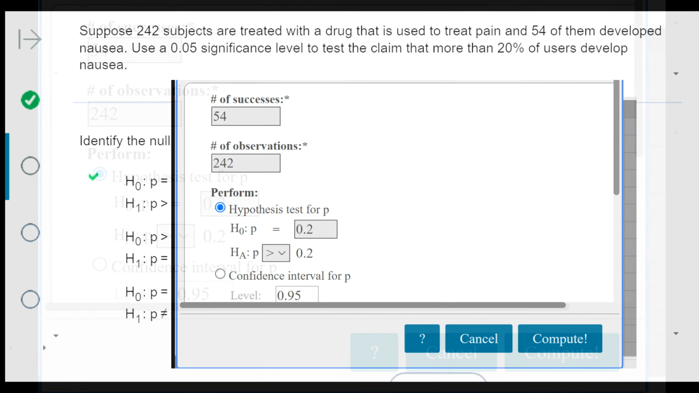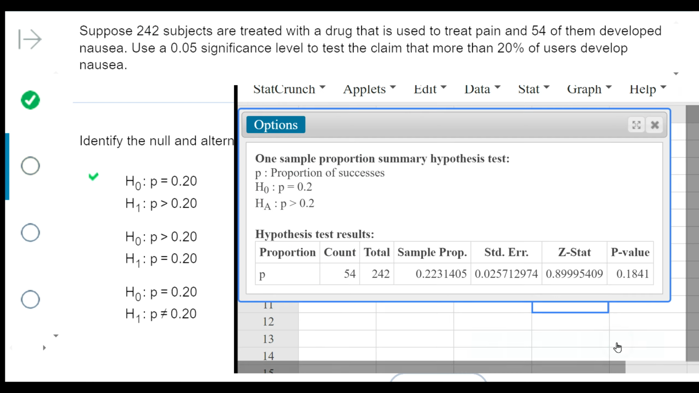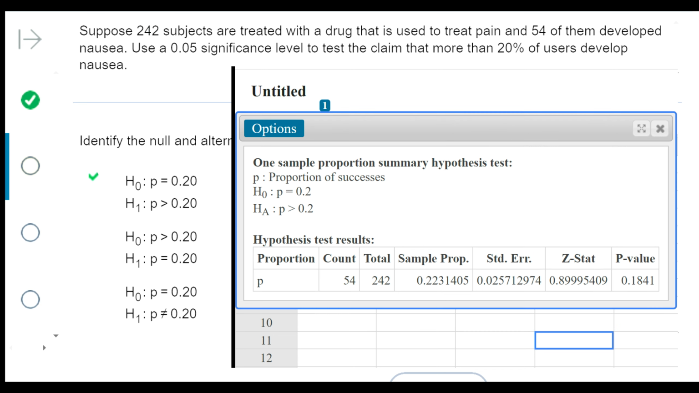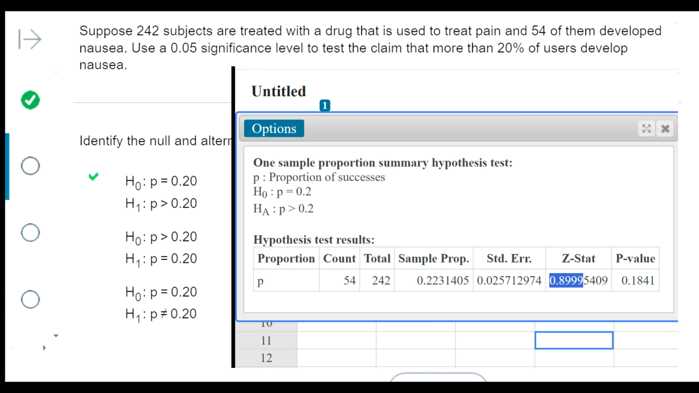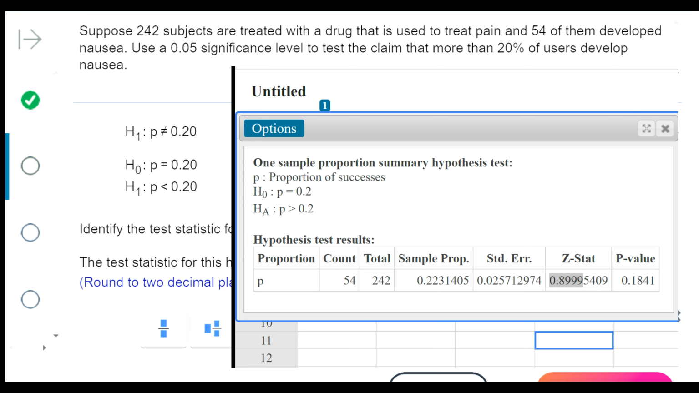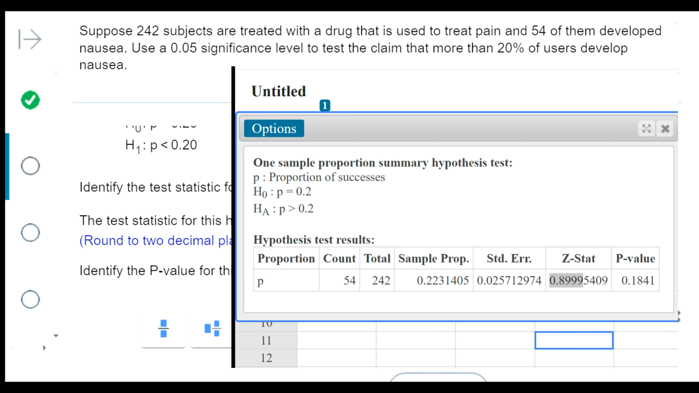Okay. Come back here just so you can see where all these numbers are coming from. I click compute. It gives me my z-stat and p-value. Okay, so my test statistic, 0.90. My p-value, 0.184.